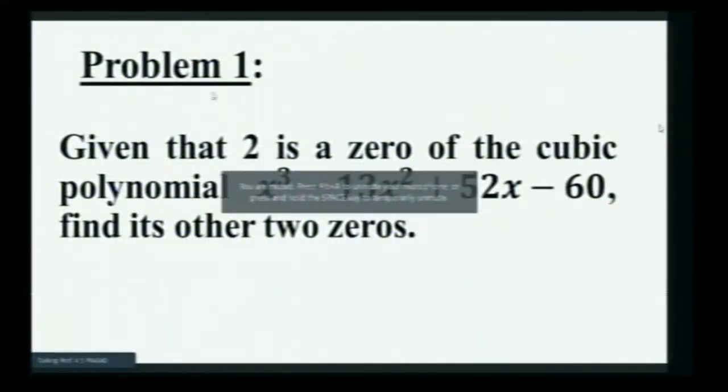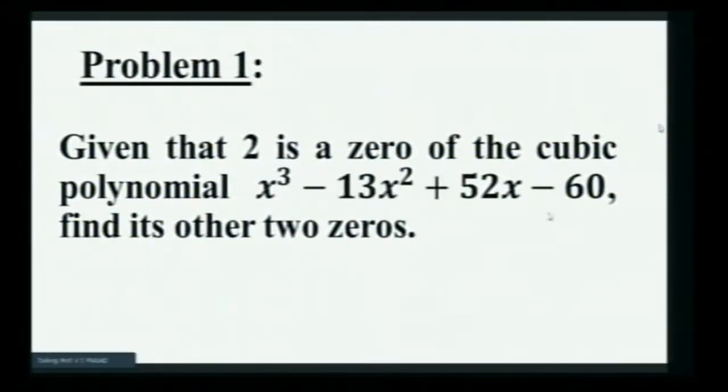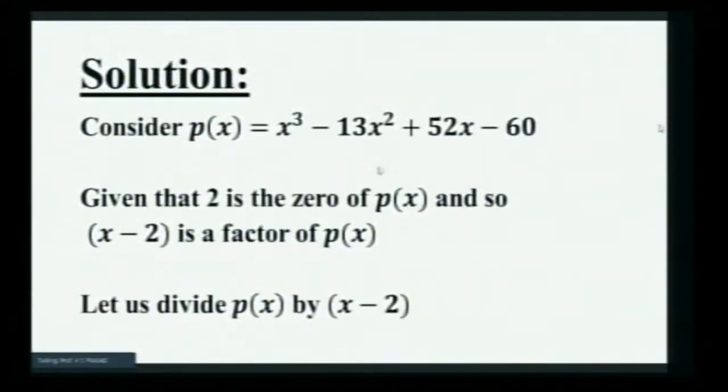Suppose a polynomial is given: x cube minus 13x square plus 52x minus 60. We don't know what the roots of this polynomial are. In this problem, it is given that 2 is one zero of that cubic polynomial. If one zero is given, then how can you find the other 2 zeros? This is one very nice thing. We can do it by using that particular division concept. Now, let us see how it is possible.